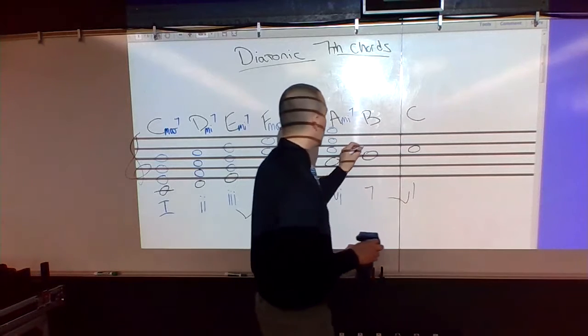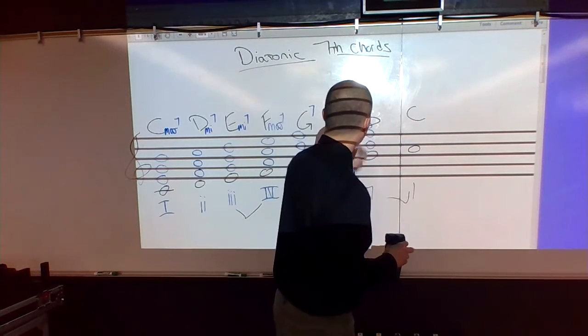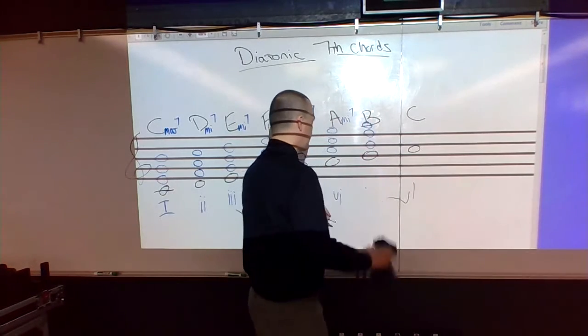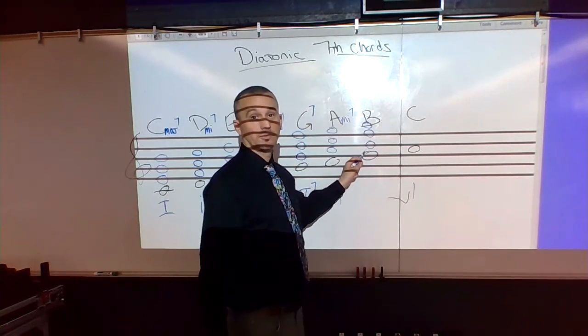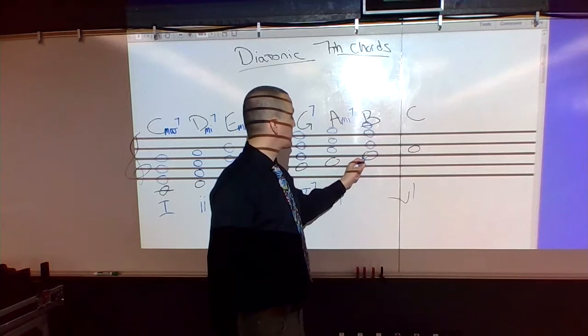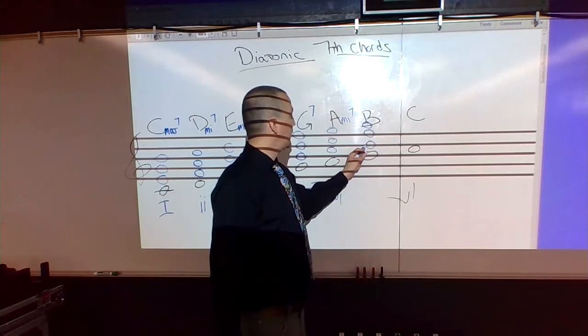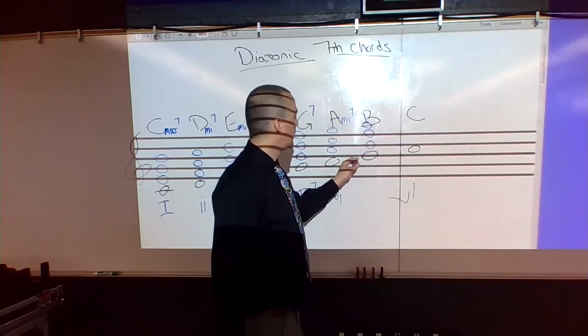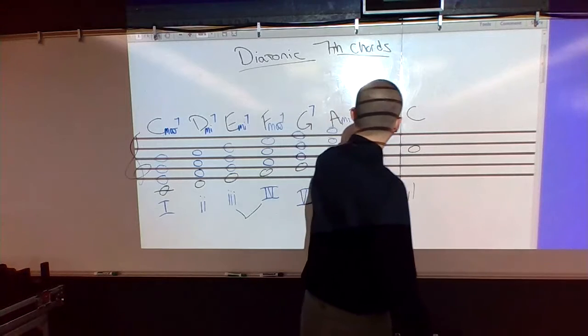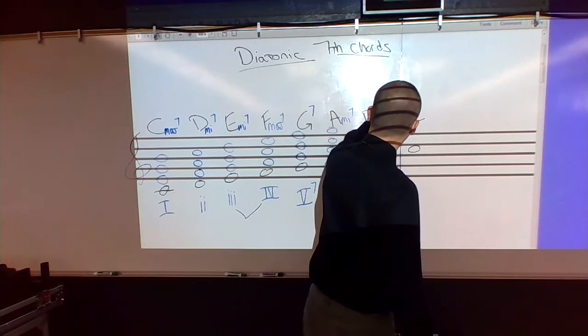I move on to B: B, D, F, A. Okay, that B, D, F, A ends up to be a 1, flat 3, flat 5, flat 7 if I measure the intervals from B. That is a minor 7 flat 5 harmony.